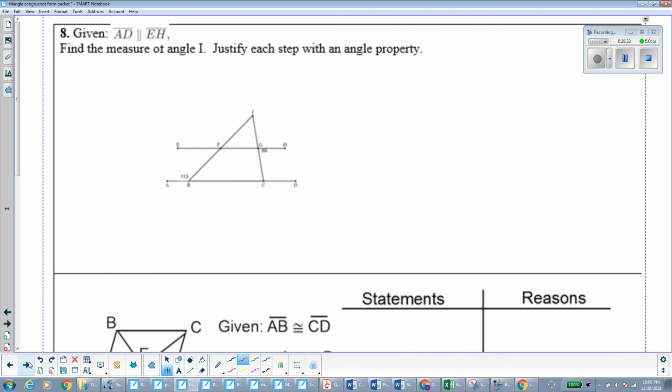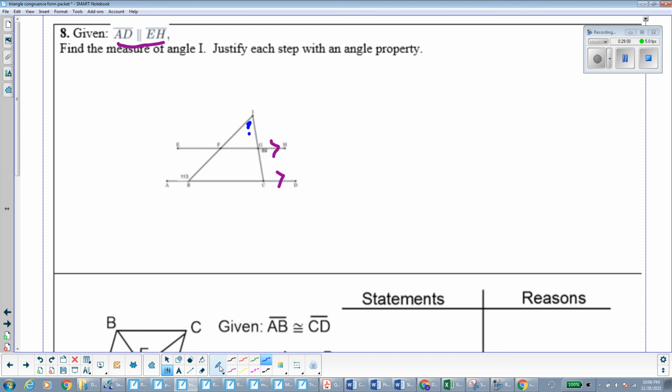Okay, let's move it along over here. So we are given that AD is parallel to EH. So here's AD, here's EH. They're parallel to each other. Let's find the measurement of angle I. So angle I is over here at the very top. So I want to indicate that's what we're finding, so I put a question mark. Very small over here. I wish it was bigger.